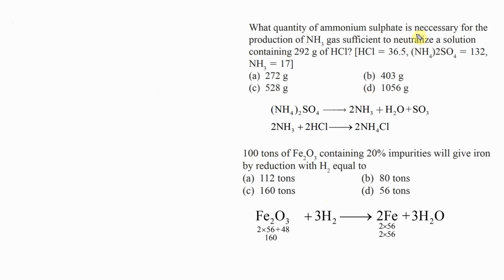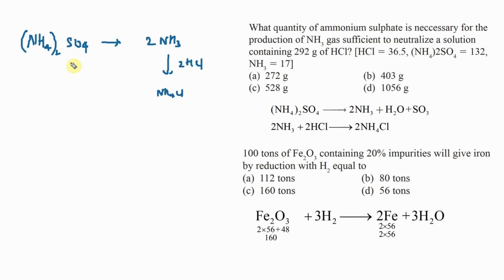What quantity of ammonium sulfate is necessary for production of ammonia? See, I put the equation here, but you don't need to worry about knowing the equation. You just need to know the formula. Ammonium sulfate, SO4 2 minus, so this is this. They are telling you this gives ammonia. How many ammonia can it give? Obviously 2. I don't care about what is formed later. And I know that it can react with HCl to give ammonium chloride. So I need 2 of this.